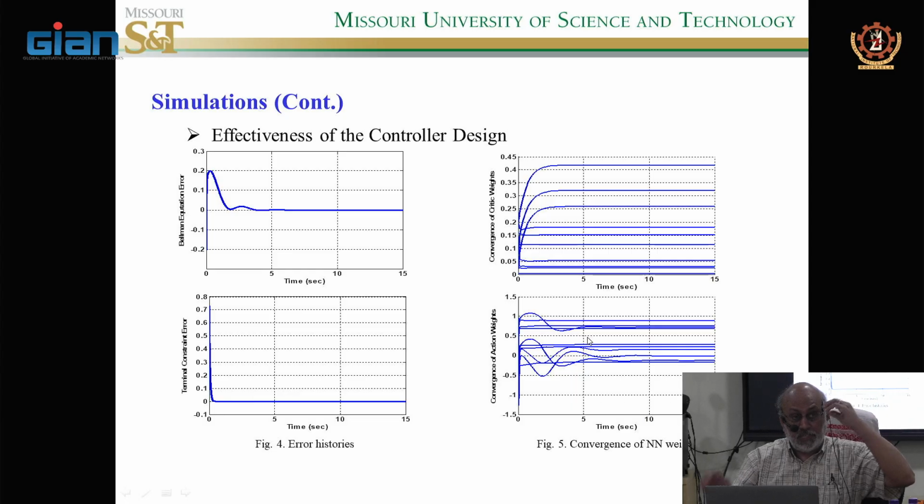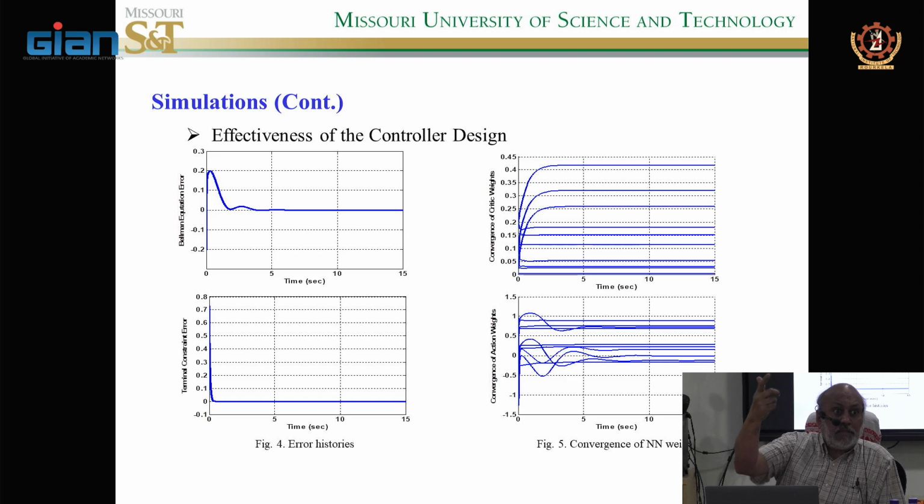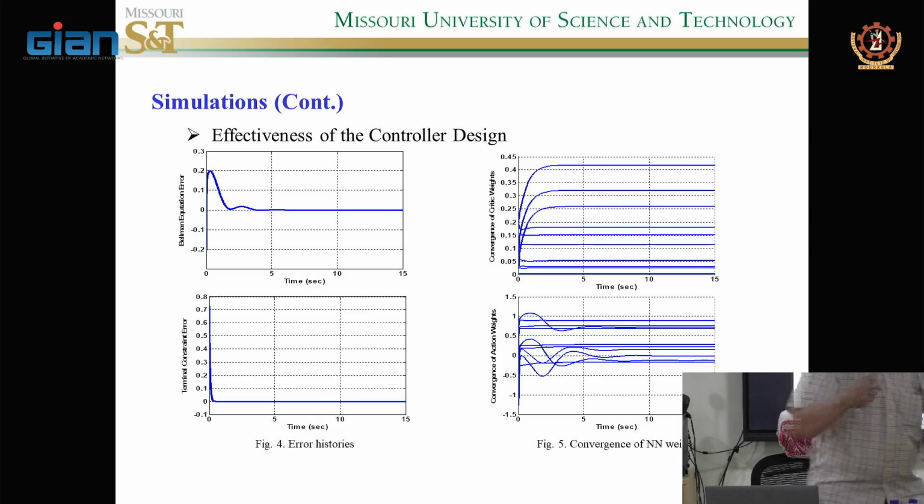Now the only difference with the output feedback is that it takes longer for the Bellman error to converge. Why? Why does it take longer to converge? Huh? States are not measurable, so the system is fighting.